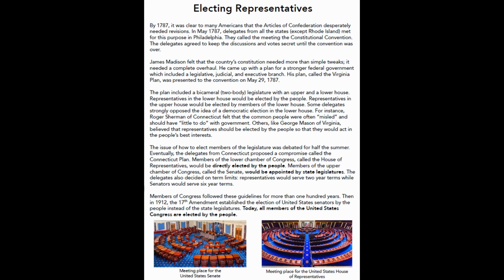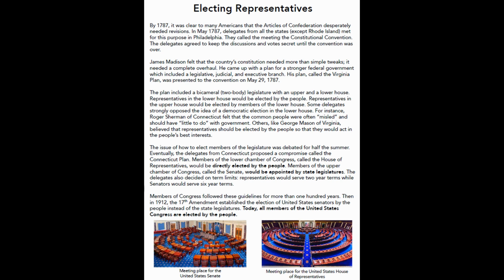He came up with a plan for a stronger federal government which included a legislative, judicial, and executive branch. His plan, called the Virginia Plan, was presented to the convention on May 29, 1787. The plan included a bicameral or two-body legislature with an upper and a lower house. Representatives in the lower house would be elected by the people. Representatives in the upper house would be elected by members of the lower house. Some delegates strongly opposed the idea of a democratic election in the lower house. For instance, Roger Sherman of Connecticut felt that the common people were often misled and should have little to do with government. Others, like George Mason of Virginia, believed that representatives should be elected by the people so that they would act in the people's best interests.